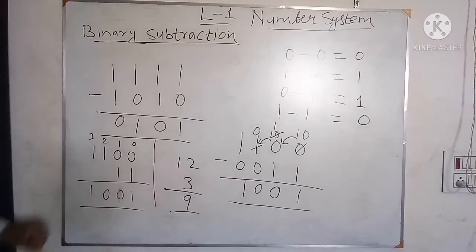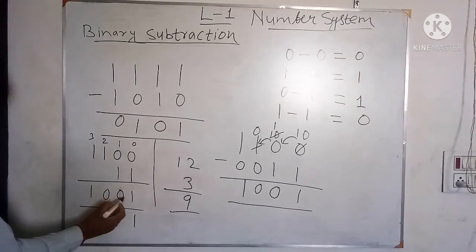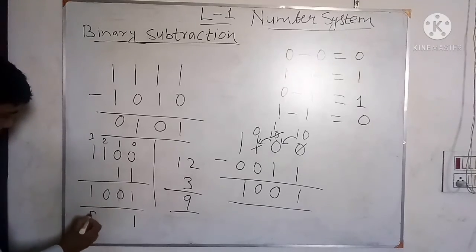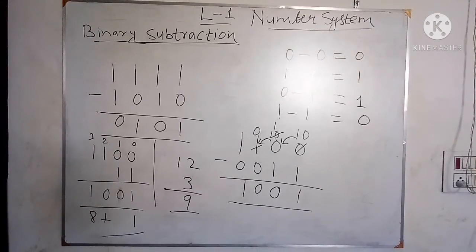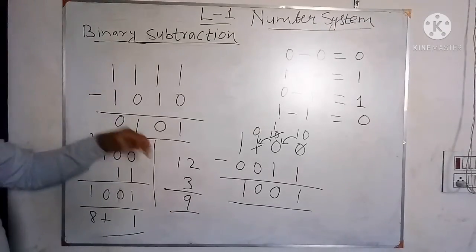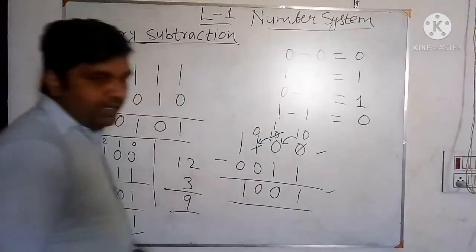Now see, what is the decimal equivalent of this 1001? By positional value, 2 to the power 0 gives you 1, and 2 to the power 3 gives you 8. So 8 plus 1 gives you 9. See, both answers are the same. That is verified. Like this we have to do the subtraction. This is the difficult one I have given you.